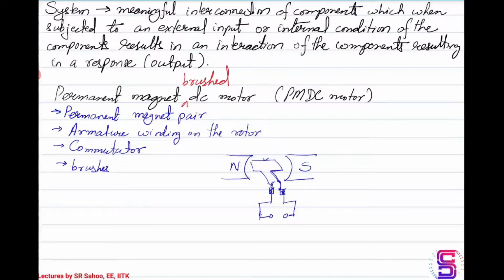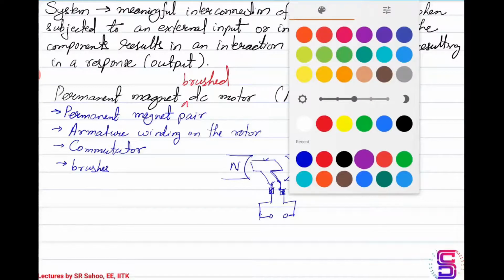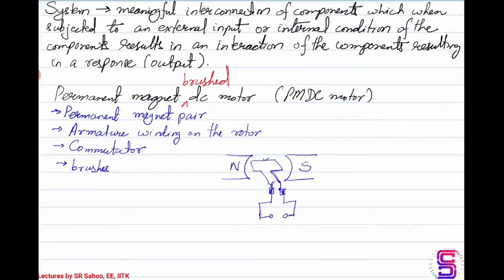Now when I apply voltage across these terminals, there would be a current that will flow through this coil. This flow of current will interact with the magnetic field and will experience a force. That force will lead to what? Motion of the coil, which is basically a rotating motion.